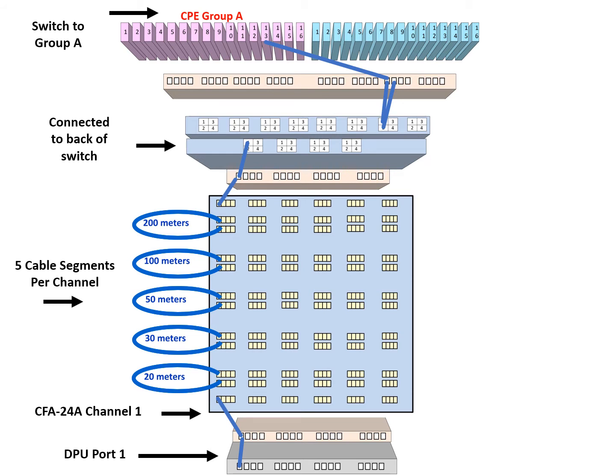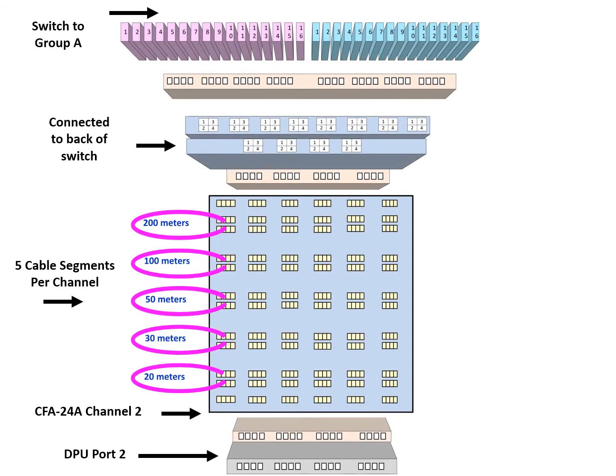For DPU port 1, the signal will travel up the line through all 5 segments of the CFA24A and then to the back of the 600 switch. From there, the signal can be switched to either CPE Group A or CPE Group B.